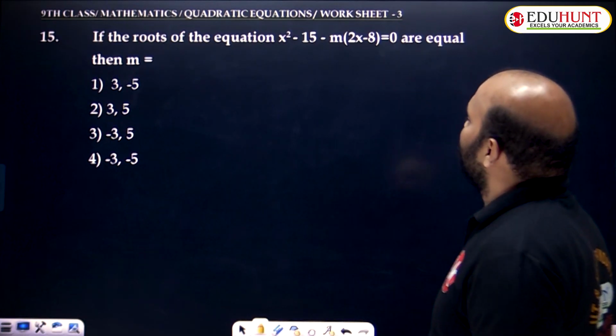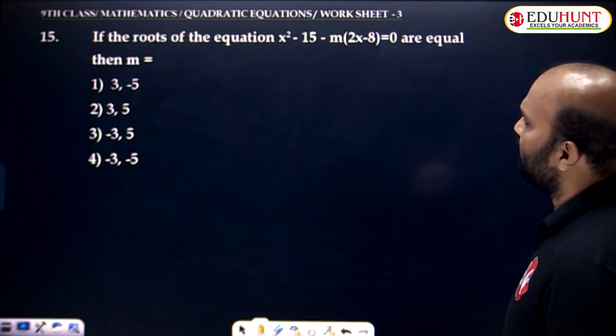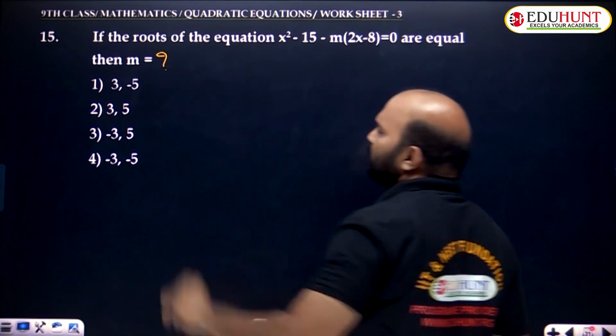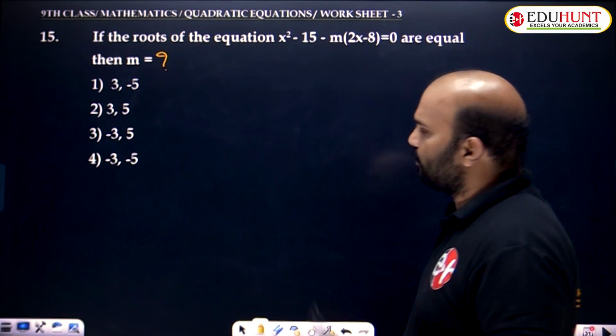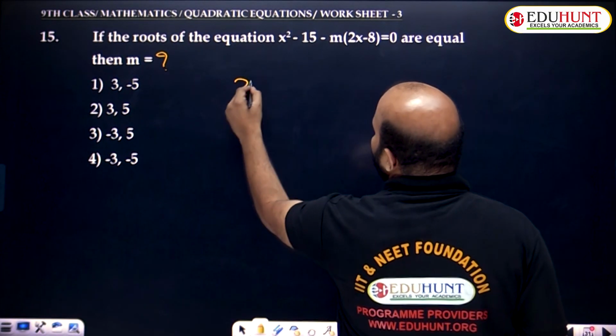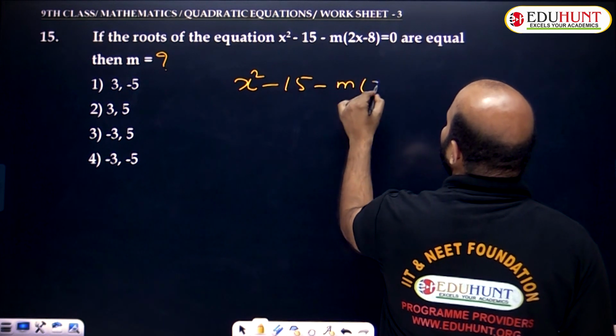If the roots of the equation x square minus 15 minus m into 2x minus 8 equals 0 are equal, then m equals what? So the question I am asking is the m value. Option 1: 3 comma minus 5, option 2: 3 comma 5, option 3: minus 3 comma 5, option 4: minus 3 and minus 5. So clearly the given quadratic equation is x square minus 15 minus m into 2x minus 8 equals 0.